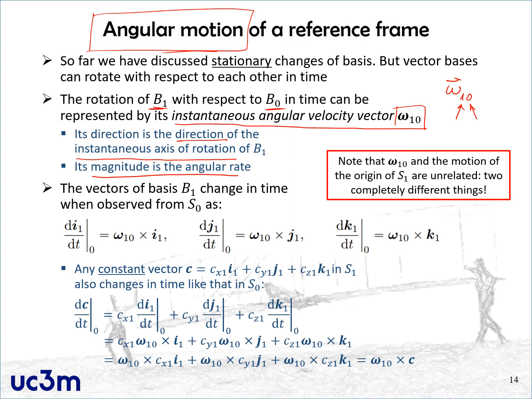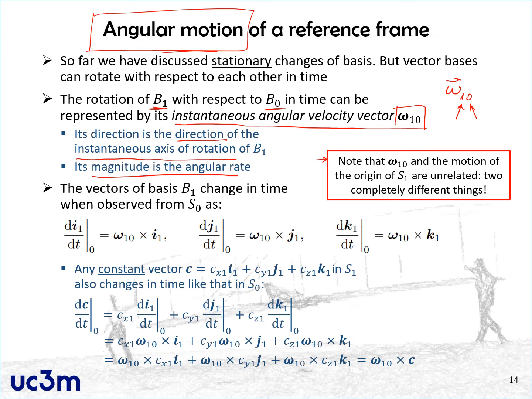Now, as I mentioned here in this red box, observe, just as a reminder, that the angular motion and the translational motion are totally unrelated, okay? So regardless of what the origin is doing, okay, even if the origin is stationary or if it's moving somewhere with any velocity, whatever, what we are discussing here is just the angular motion, okay? So for that purpose, you can completely ignore the motion of the origin. You can plot the vector basis with the same origin and discuss the angular motion there.